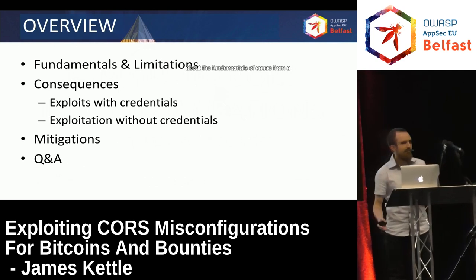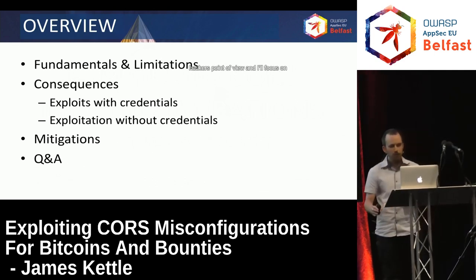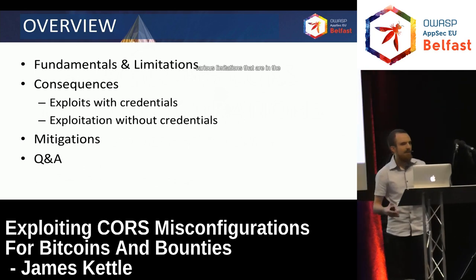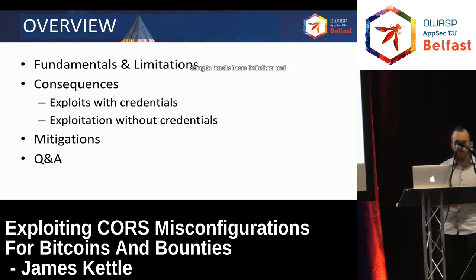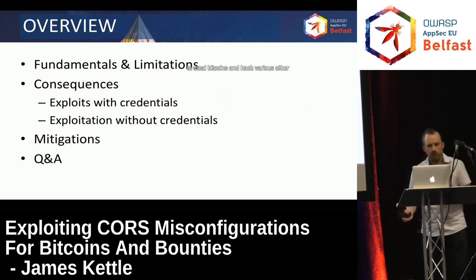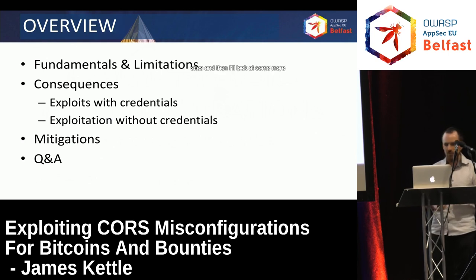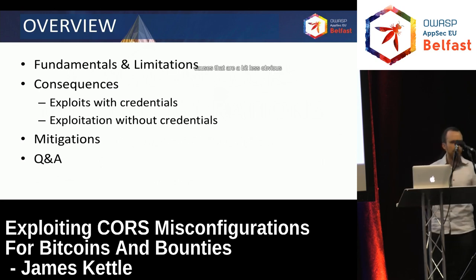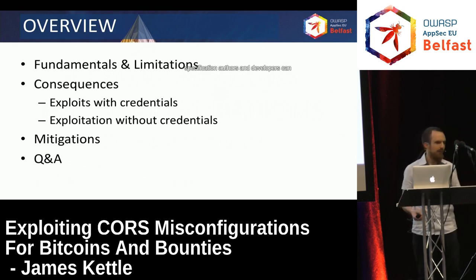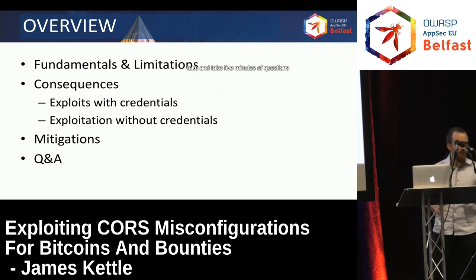First, I'll talk very briefly about the fundamentals of CORS from a hacker's point of view, and I'll focus on various limitations that are in the CORS design and implementation, and the workarounds that real websites end up doing to handle these limitations. And then I'll look at what goes wrong with these workarounds and how we can use it to steal Bitcoins and hack various other sites. And then I'll look at some more esoteric issues and ways to exploit CORS that are a bit less obvious. And then I'll talk about various mitigations that browser vendors, specification authors, and developers can take, and take 5 minutes of questions.